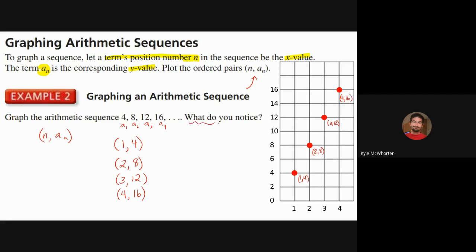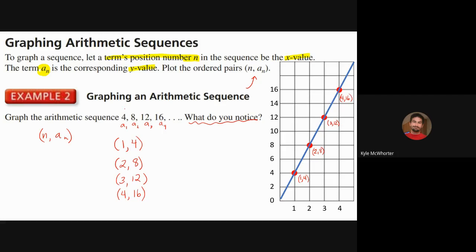And then what do you notice? What do you notice about these dots? What do you notice about the graph here? So this is the graph. But what you should notice about the graph is that the points are all lined up. The graph isn't necessarily a line because the domain is discrete.